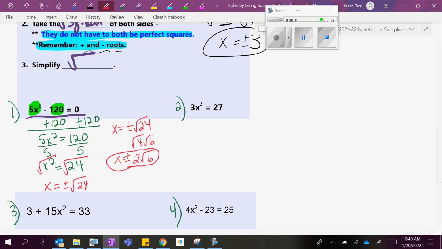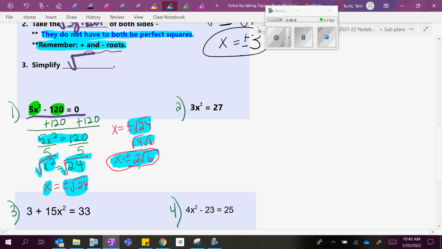Okay, so just to go over this one more time, I may have done that a little bit fast. We get the x squared by itself, so we've got x squared equals 24. We need just x, so we take the square root of both sides, which gives us just x to the first. And x to the first equals positive or negative radical 24. Always look at your radical and see if you can simplify it. In this case, we can. So we get plus or minus 2 radical 6.